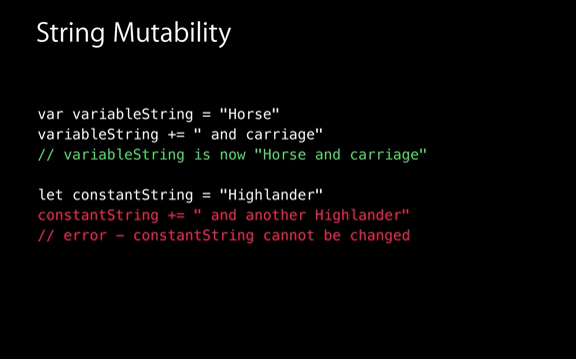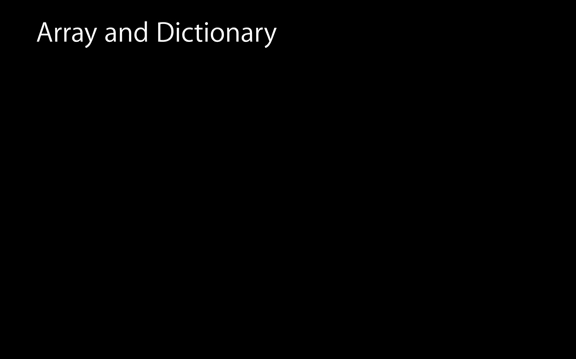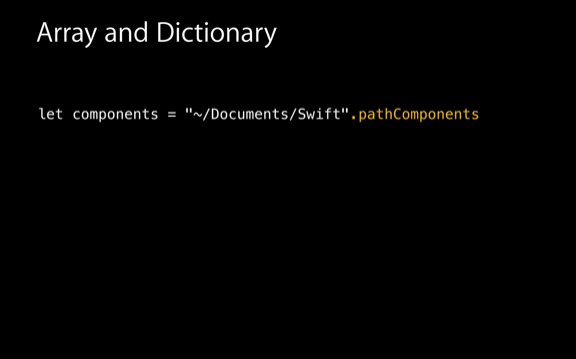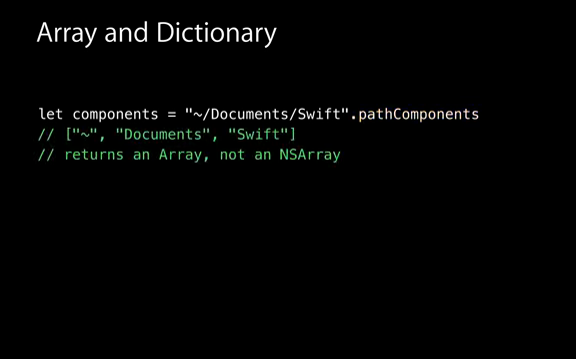So that's String. What else do we have? Well, we have collection types, Array and Dictionary. And in the same way we saw you can use a Swift string and an NSString interchangeably with APIs, you can use an array anywhere that takes an NSArray, and a dictionary anywhere that takes an NSDictionary. In fact, earlier on, when we called the path components property on our Swift string, what we got back was actually an array, not an NSArray, even though the API here is defined to return an NSArray.